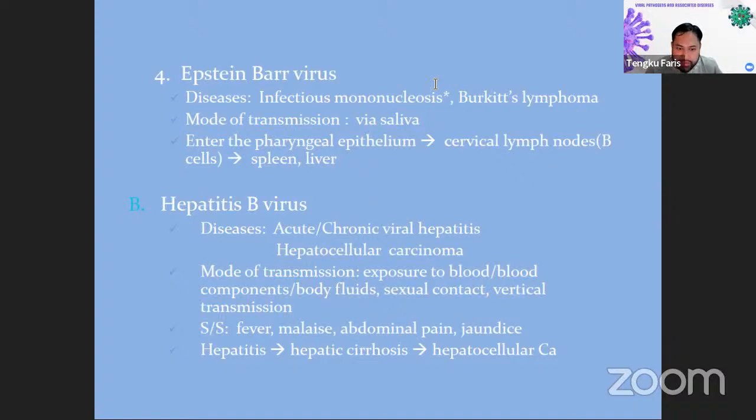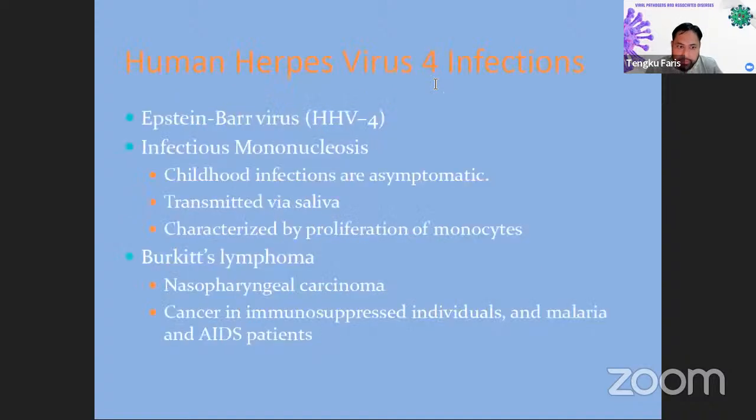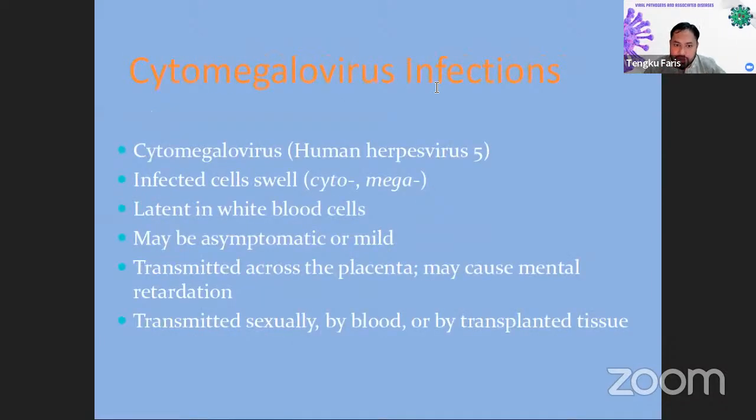So you will say that, okay, it can be hepatic cirrhosis. It can cause hepatitis B. All right, so you need to associate between the type of virus, the name of the virus, and the disease that they are causing. CMV, cytomegalovirus. One is the disease that they are causing.